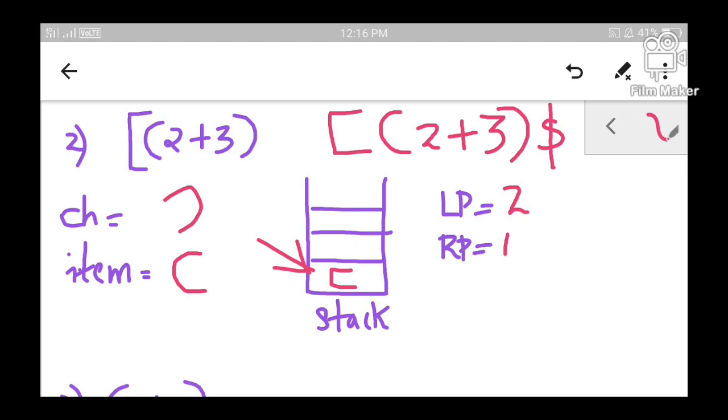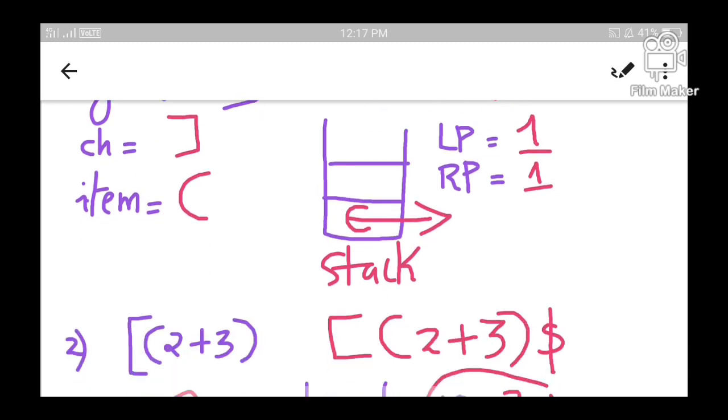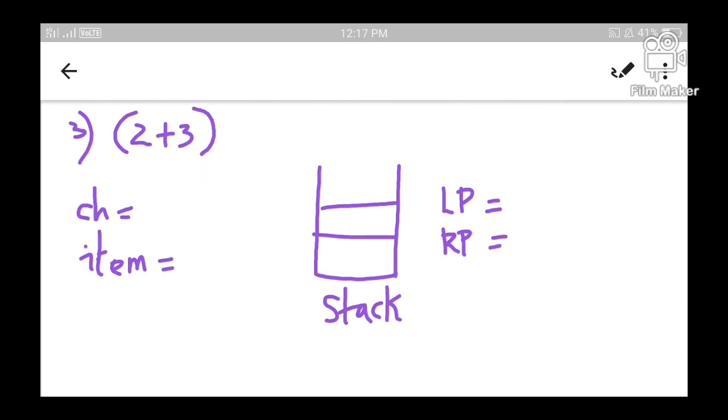So since the expression is completely entered, when the system encounters a $ sign, it stops reading and immediately it checks the value of LP and RP. And it finds that number of left parenthesis is equal to 2 and number of right parenthesis is equal to 1. Since they do not match, this example is also an invalid expression. So in the first case, the expression was invalid only because we do not have a matching parenthesis. But in the second case, the expression is invalid because we are not having equal number of left and right parentheses. Clear? Let us move on to the third example.